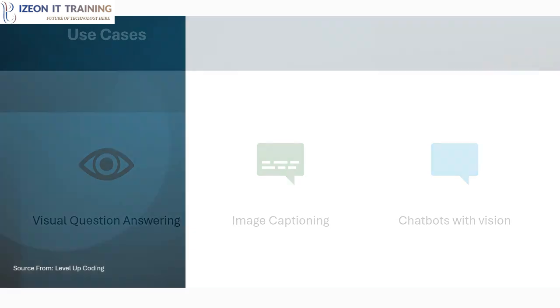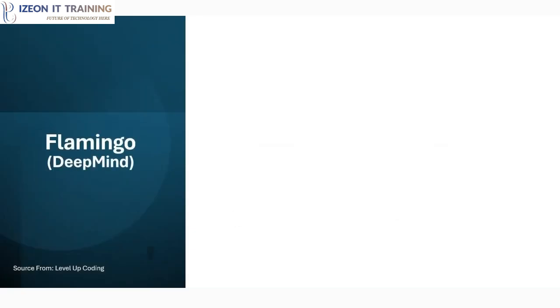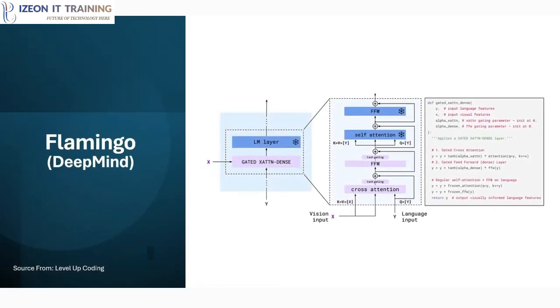Okay, the next model on our list is Flamingo from DeepMind. So let's have a look at how it works. First, it's a few-shot multimodal model. It doesn't need huge fine-tuning for a new task. And then it uses gated cross-attention layers to integrate image plus text inside a frozen LLM. And it can reason across multiple images and a long text sequence. So it looks at the image, reads your question, connects both through cross-attention and then explains it.